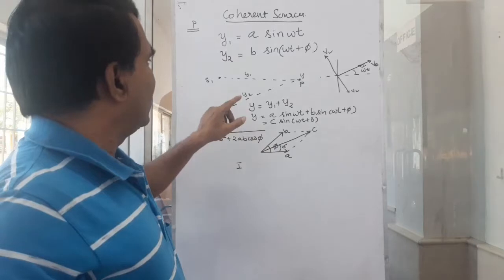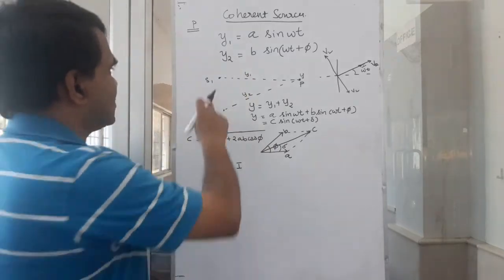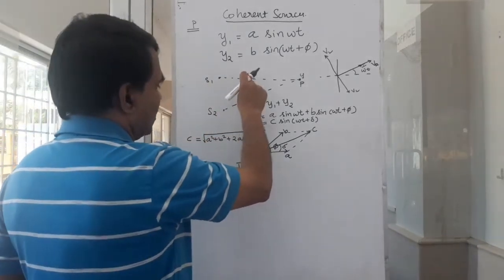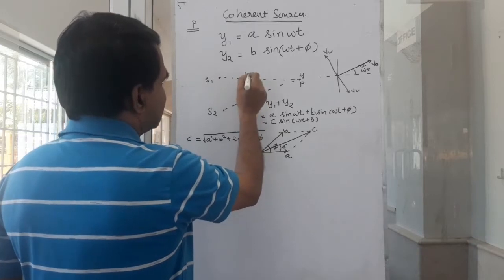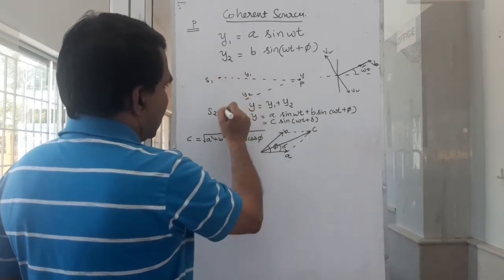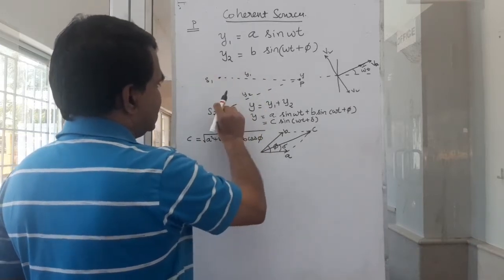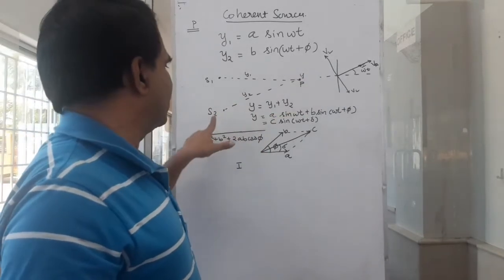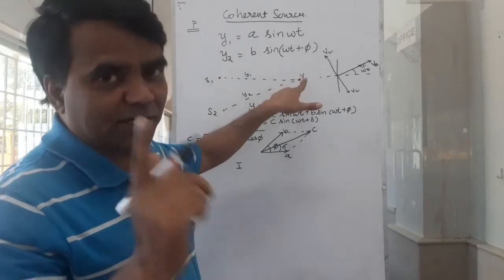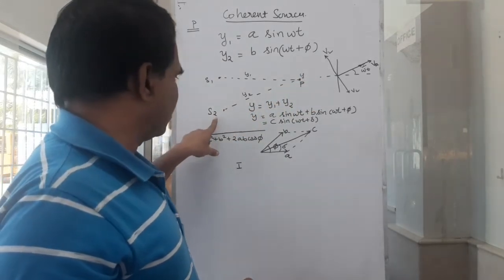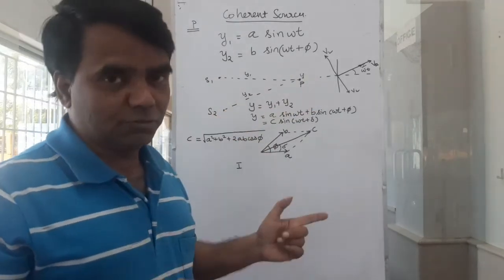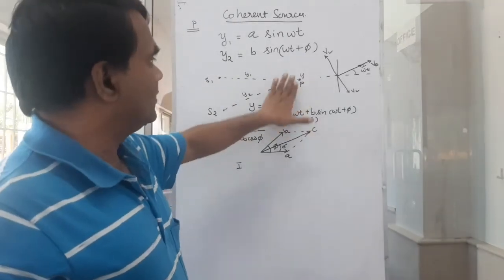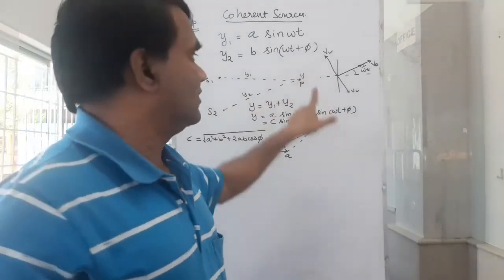Okay? And this one, I1 will be the intensity of S1. I2 will be the intensity from S2. The intensity contributed by S1 at this point will be I1. And the intensity contributed by S2 at this point will be I2. Then what would be the resultant intensity here?